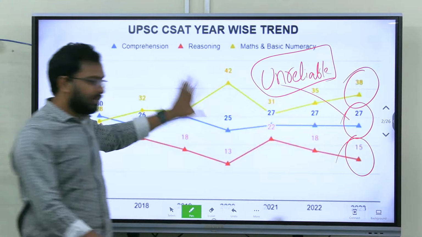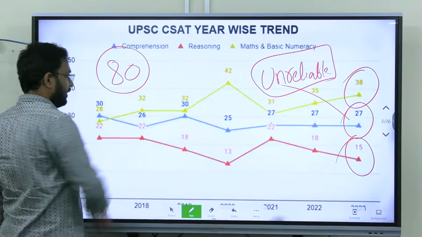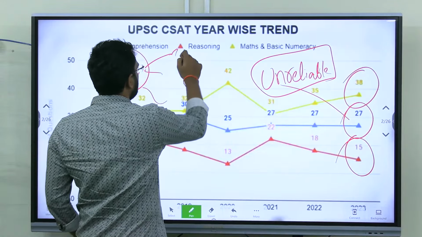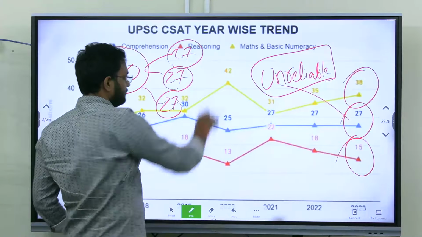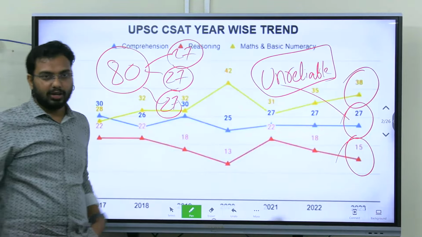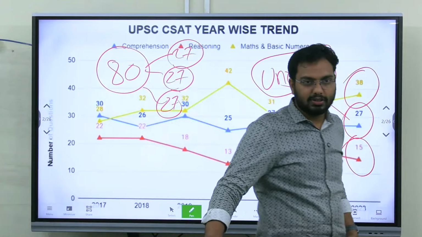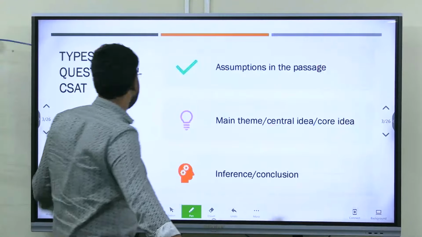I think you have seen the weightage. So how many questions are there in CSAT? 80. Okay na? Ideally it should have equal weightage, it should be 27 each. But it is not happening. Now we are getting more questions, especially in the last 2-3 years, we are getting more questions with aptitude. Now let's go to the next slide.